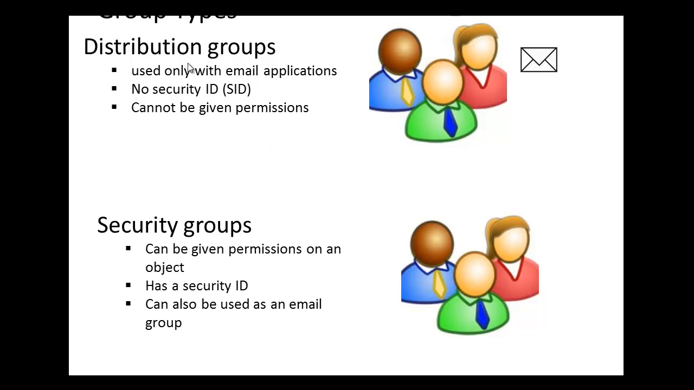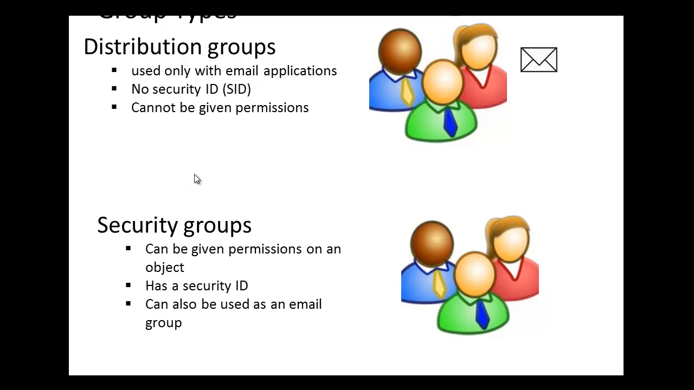Let's look at the distribution group. The distribution group only deals with email applications. For example, if you want to send email to a number of users, you would create a distribution group and you will place those users in the group. A distribution group has no security ID and it cannot be given permissions on objects in Active Directory. It is only used for emails.